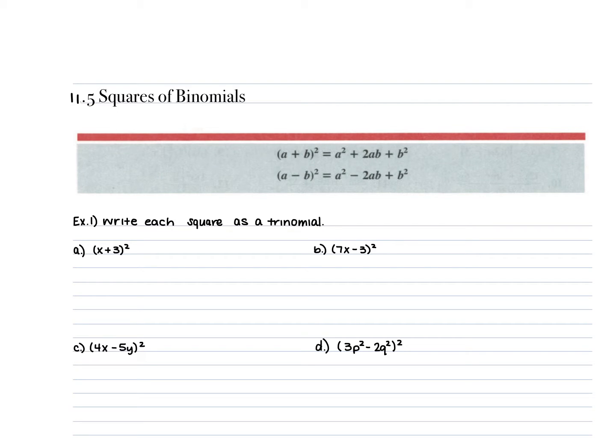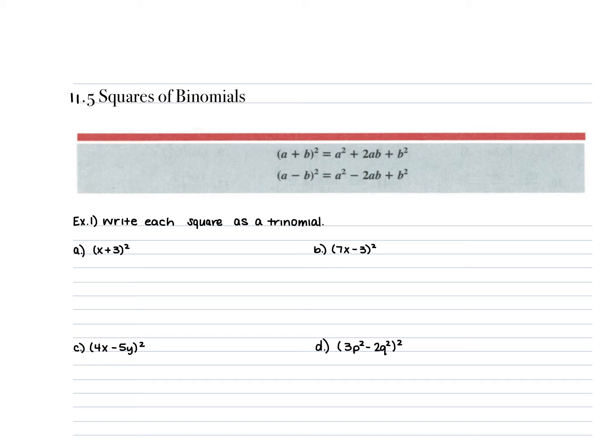So 11.5 goes over squares of binomials. You're going to use two formulas when you're working with these types of problems. You're going to be given a binomial squared, and that binomial is going to either have a subtraction sign between the two terms or an addition sign between the two terms.